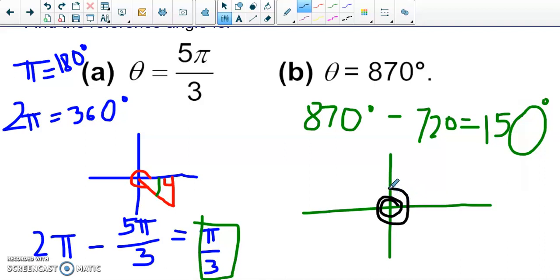Since it's almost at that 180 degrees over here, we know we have to drop it down this way because it needs to make a right angle with the x-axis. So whatever is left, what would complete it to 180 degrees, is our reference angle. And since from here to here is 150, this is just 30 degrees. So the reference angle is 30 degrees. There we go. 30 degrees is our answer for that.